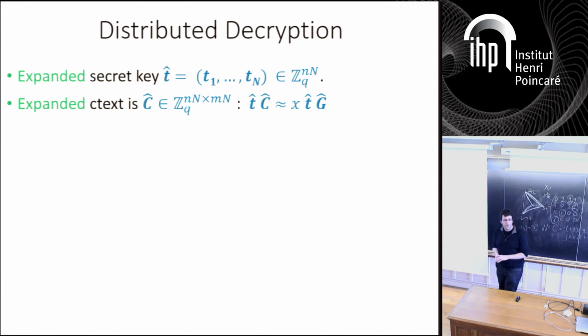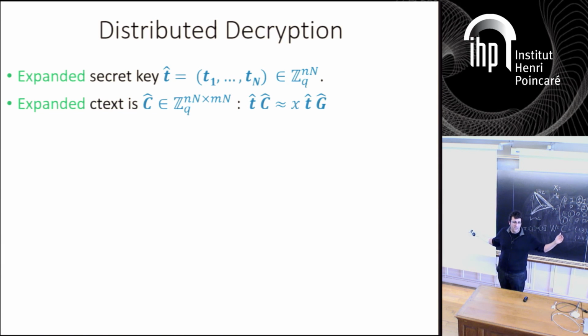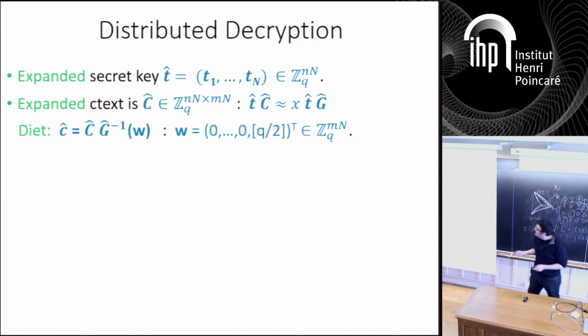What about the distributed decryption? How do we decrypt this big expanded ciphertext at the end? Now we have an expanded secret key T hat and an expanded ciphertext C hat, and they satisfy the same relationship we had before on the small secret keys and ciphertext. We could try to just decrypt by doing something like this, but that's inconvenient, because even if I reveal to you this decryption, you learn all the secret keys. That's a bad idea. I want to be able to decrypt the ciphertext in a distributed way without revealing the secret keys. So here's the idea.